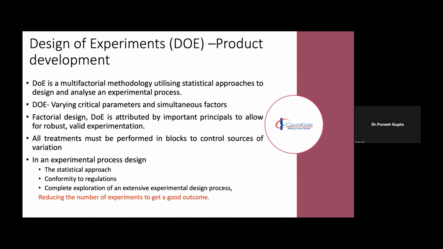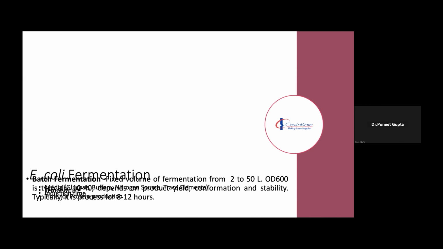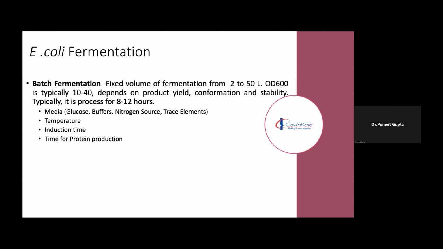So typically in an experimental design process, you need to have a statistical approach, conformity to the regulation, like a linear model or a model where you can see the dependency of one process on the other, and then reduce the number of experiments to get a good outcome by using different levels of factorial designs, from two factors to multiple factors.